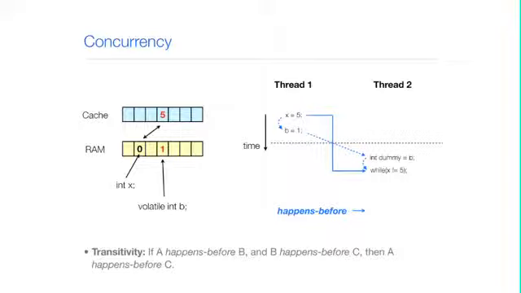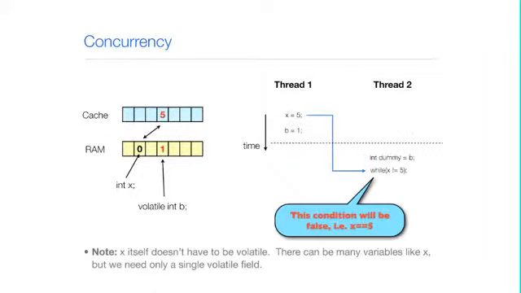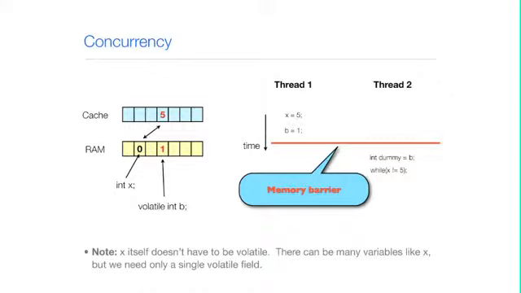And now with transitivity, we can say that x equals 5 happens before the loop, which means we guarantee that the loop will actually terminate, even though we didn't make the field x volatile. And that's pretty awesome, because now we can consider that field B as a memory barrier, which we can use to flush other data structures the first thread, for example, used to the RAM.